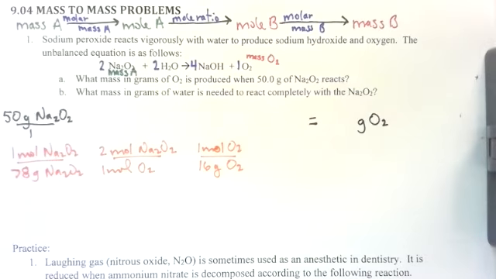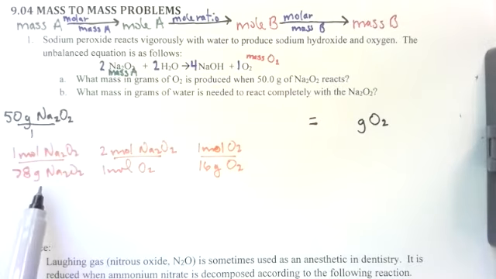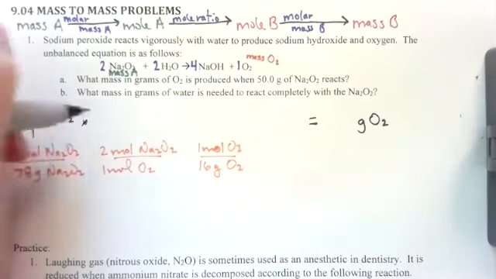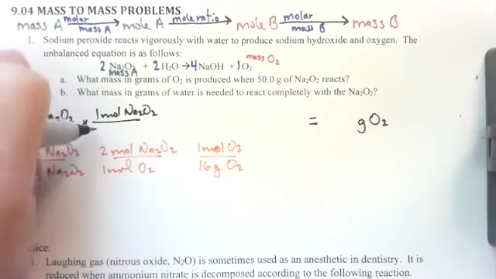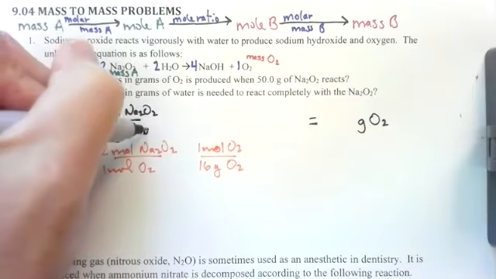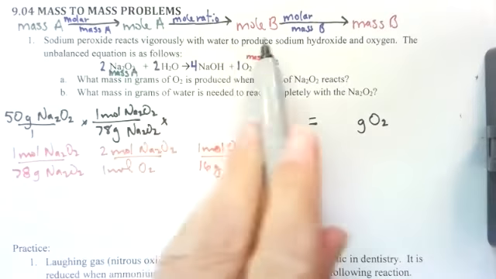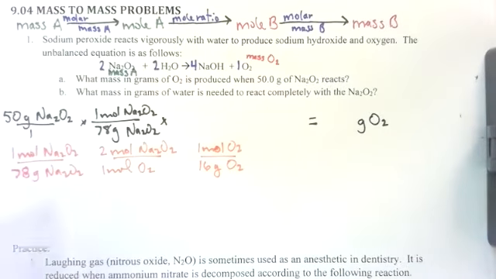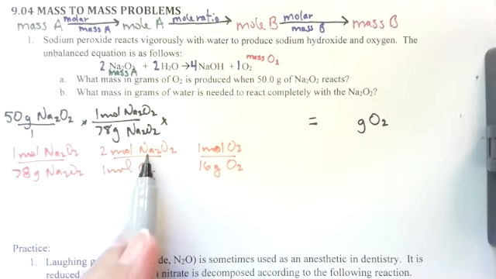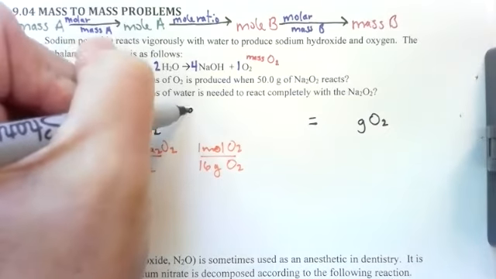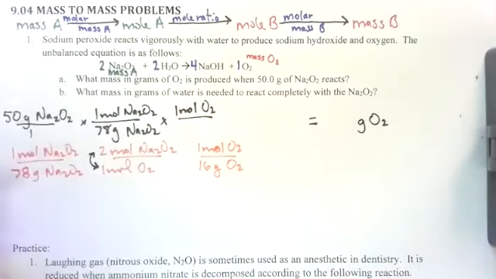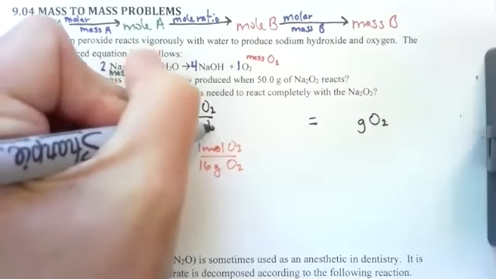The next thing that I want to do is insert my conversion factors. So mass of A to mole of A, this is the first one that I need, and I have grams on the bottom, so this can go in exactly as written. I'm going to put 1 mole of Na2O2 over 78 grams of Na2O2. Then to get from mole to mole, I need to use the mole ratio. But on this one, I have Na2O2 on the top, so I'm going to have to flip this. So I'm going to put 1 mole of O2 over 2 moles of Na2O2.